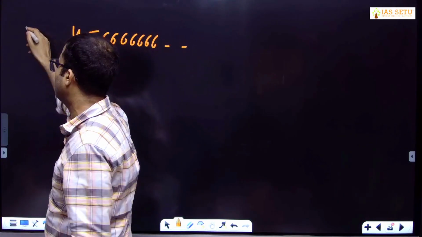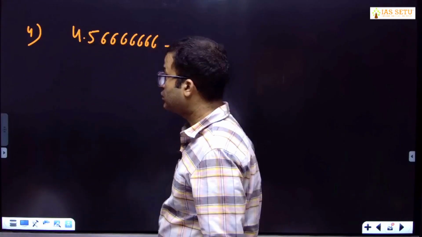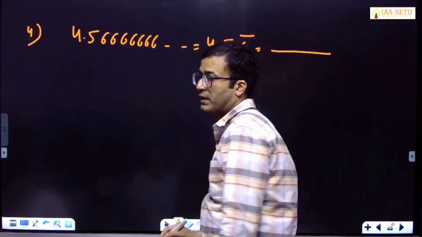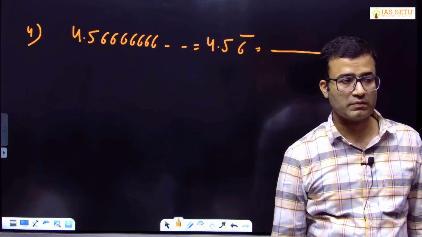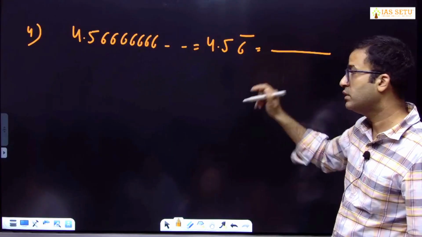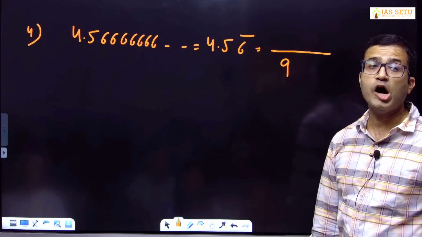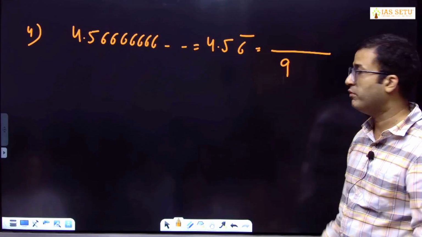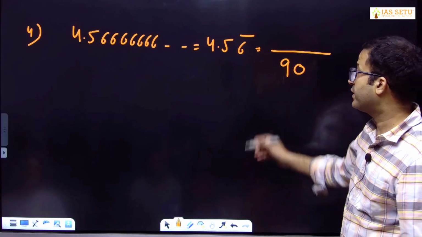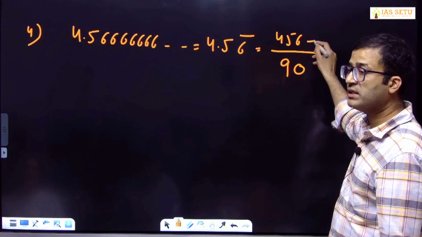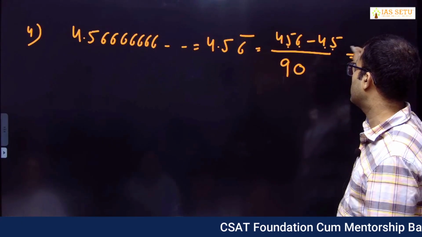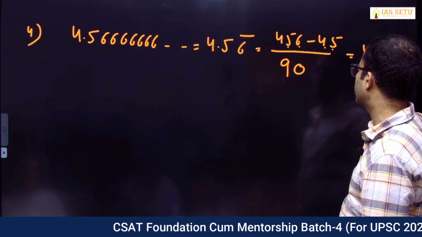4.566666666. Example number 4. So now here we write it as 4.5 bar on 6. So here how many digits on the bar? 1. So 1 nine. How many digits between decimal and recurring part? 1. So 1 zero. What is numerator? 456 minus 45. So 6 minus 5 is 1, 5 minus 4 is 1, 411 upon 90, simplify.